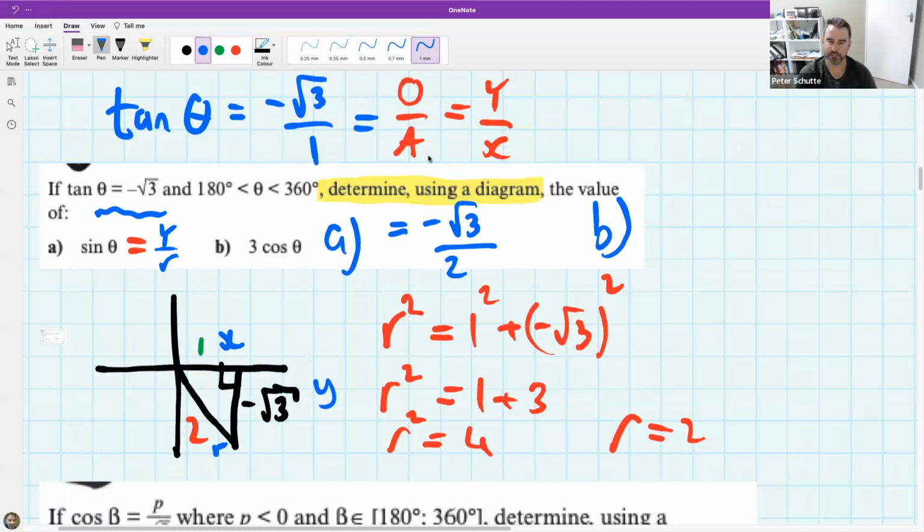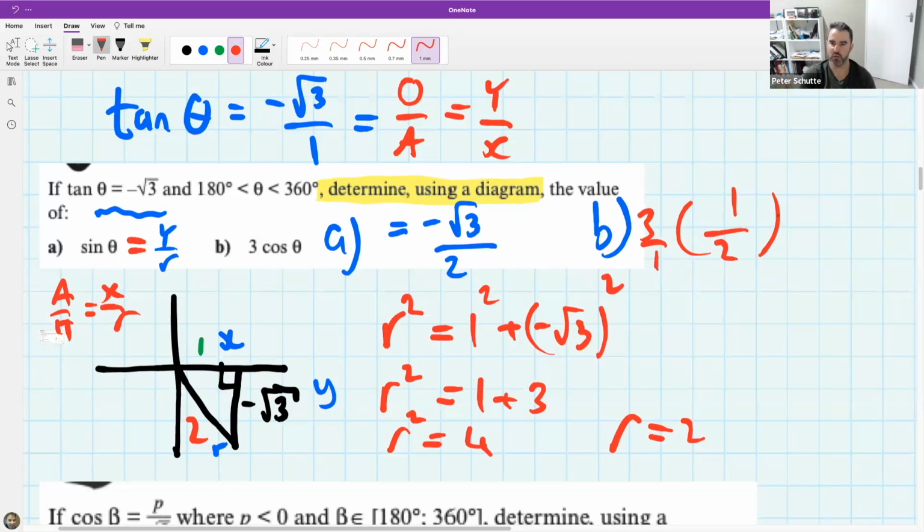What about the answer for B? So I want you to try and figure out for me what is the value of 3 cos theta using the information in the drawing. So cos of theta would just be, let's think about it, A over H or X over R. Now X would be 1 and R would be 2. So 3 times a half, or 3 over 1 times a half, is just going to be 3 over 2. Because cos is x over r in this particular drawing over here. Does that make sense, everyone?